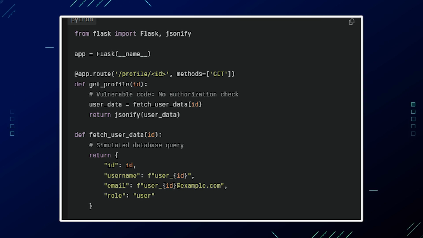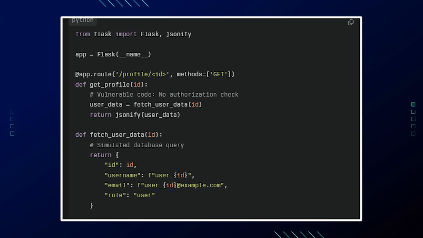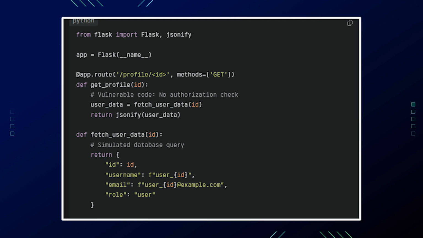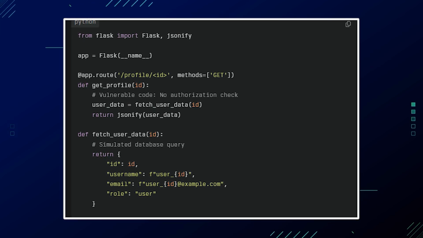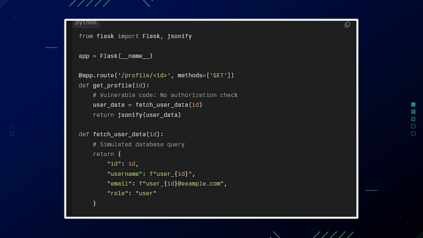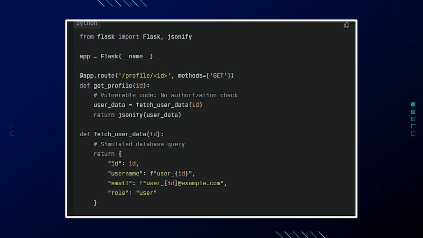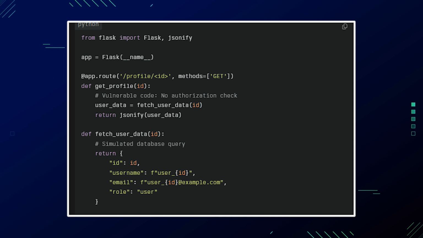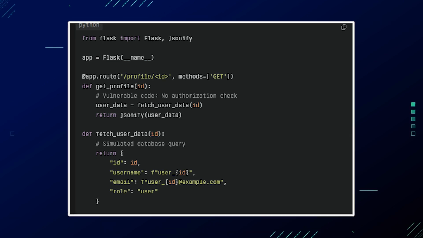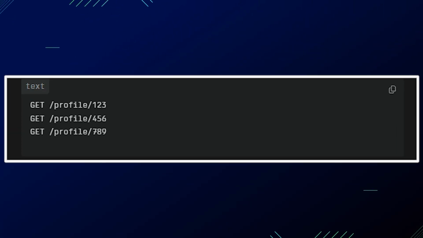The get_profile function retrieves user data without verifying if the requester has the necessary permissions to access that specific user's information. To exploit this vulnerability, an attacker could simply change the ID in the URL to access other users' profiles. And Peter, please put that code on the screen.